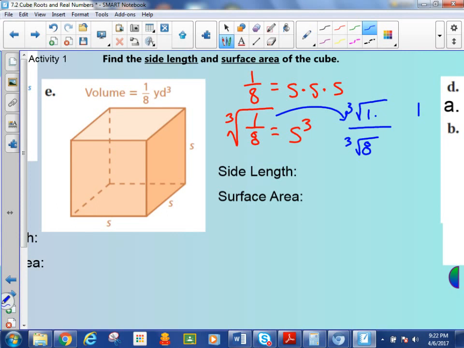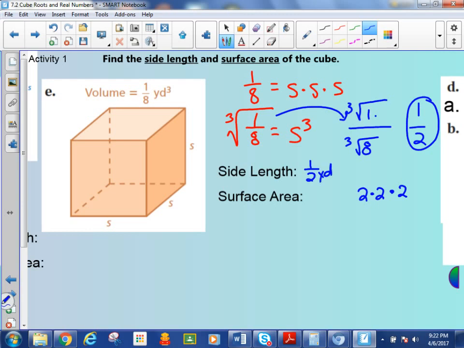So now for 8, it has to obviously be a number smaller than 8. Well, 1 times 1 times 1 gives us 1, so let's try 2 times 2 times 2. 2 times 2 is 4, times 2 gives us 8. There it is. So it's going to be 1/2 for our answer for our side length. So our side length is 1/2 yard.